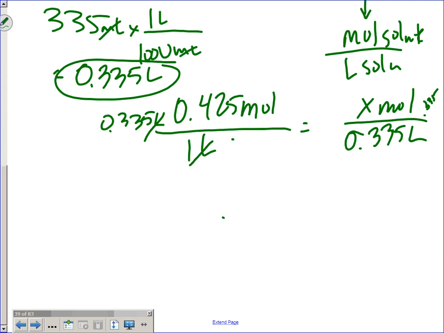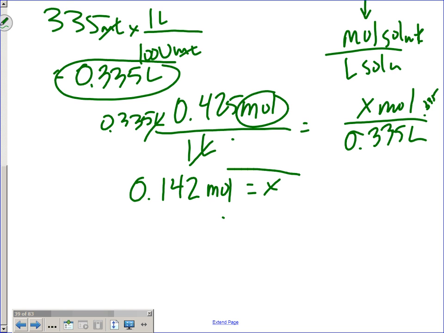That's why I think it's important to write the units out versus just putting the M, because then you don't see the units cancel. So 0.335 times 0.425 is what? Can you be louder for me? 0.142 moles. Okay, because the moles didn't cancel, so they stay with us. So this X over here is equal to 0.142 moles.